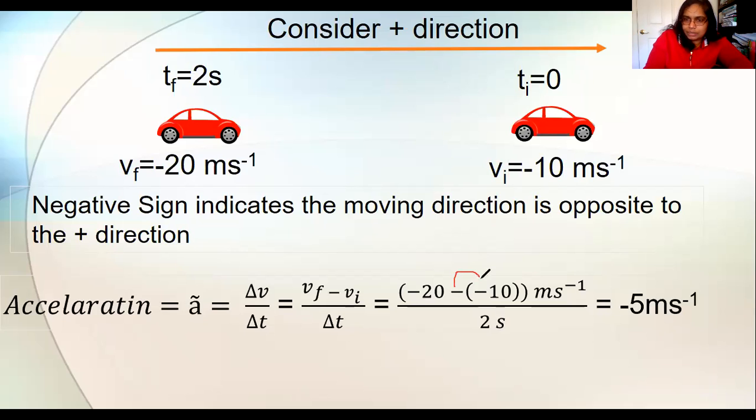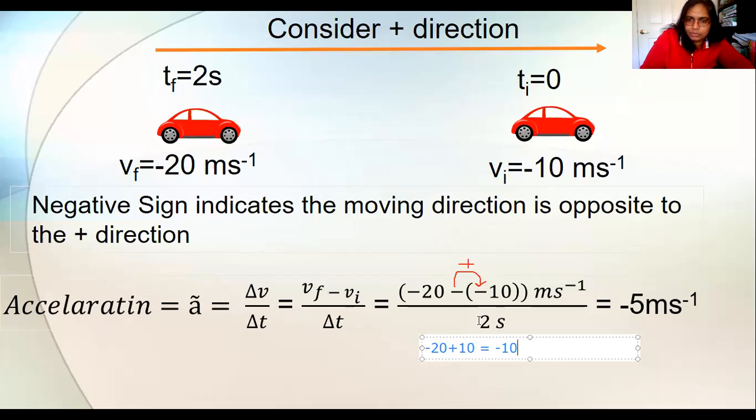Here, negative times negative, it's become positive, right? So I end up getting negative 20. Negative times negative, it will be plus 10, right? And then that's equal to negative 10, right? You agree? Then you take that one and divide it by 2, because the time interval is 2 seconds.